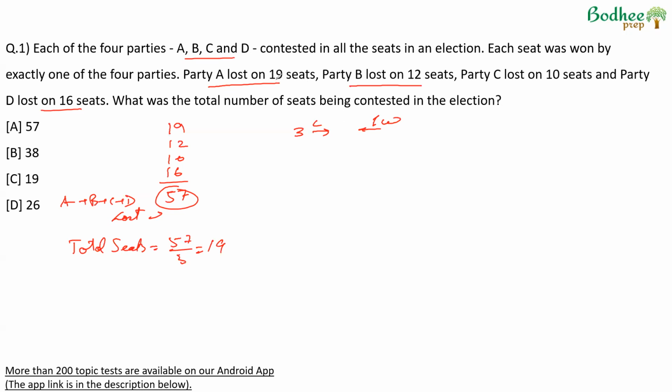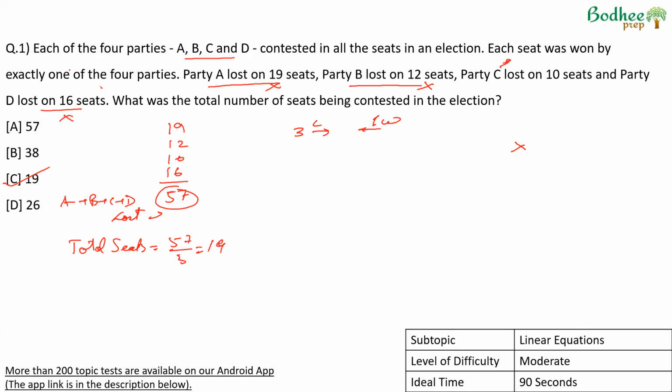Every seat that is lost, for example, there is a seat which is for city X, and say party C won the seat, that X will be counted here, here, and here. Every seat will be counted thrice. The total is 57. The number of seats has to be 19. Option C becomes my answer. Again, tricky question. Therefore, I'm saying moderate. Attempt time should not be more than 90 seconds. You can check as well.